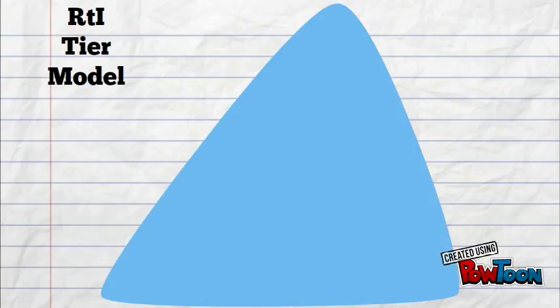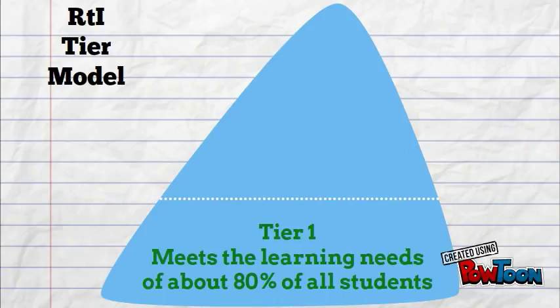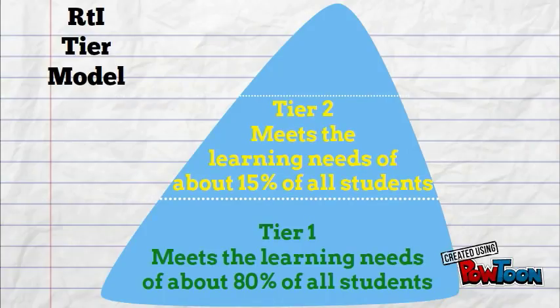This model uses a tiered system of support. Tier 1 meets the learning needs of about 80% of all students. Tier 2, 15%. Tier 3, 5%. All students receive Tier 1 instruction. If supports in Tier 1 do not meet the needs of the student, they move to Tier 2, and if more intensive supports are needed, they move to Tier 3.